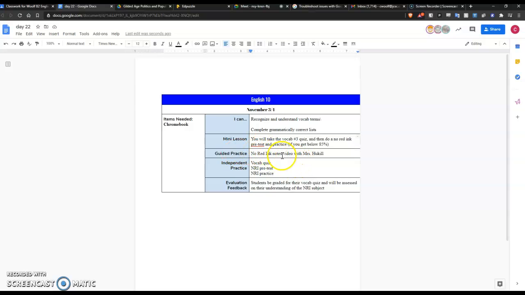Guided practice, there's a No Red Ink video that Miss Hukel did with her class. And for your independent practice, you have the vocab quiz and the No Red Ink pretest and the practice if you have to take it.